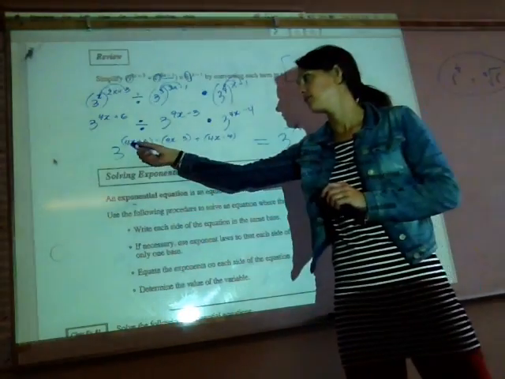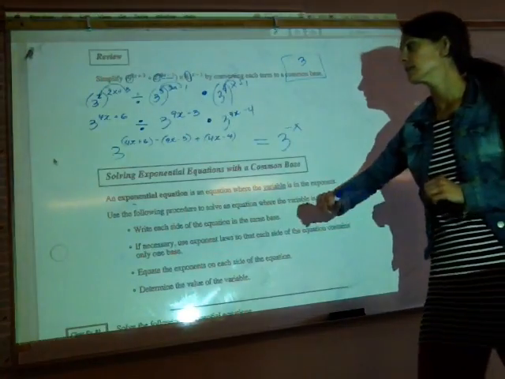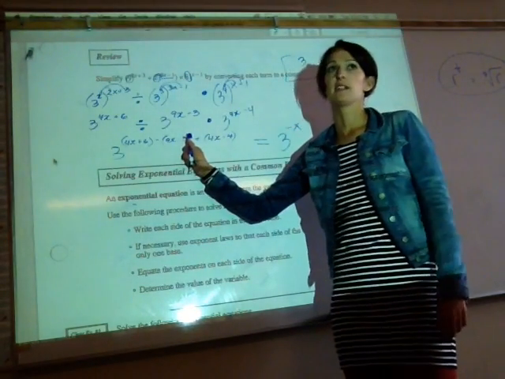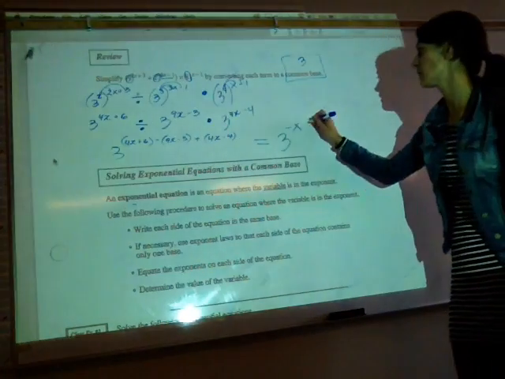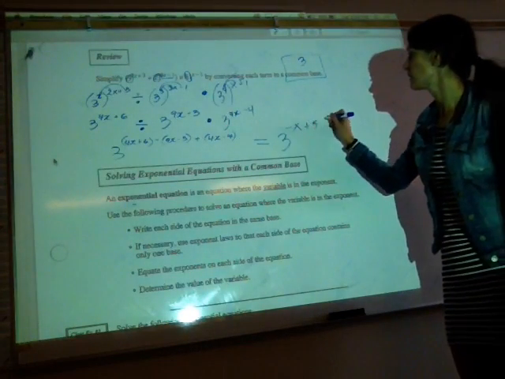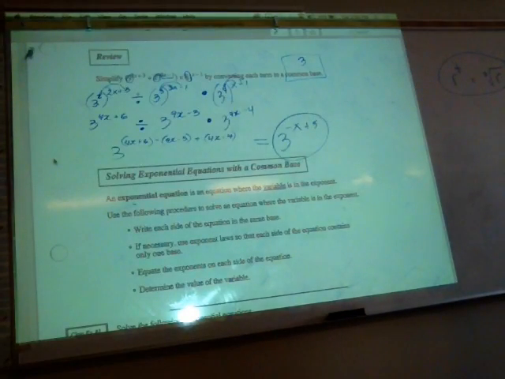Okay, so starting again, 4x minus 9x plus 4x, that gives me negative 1x. 6 minus negative 3 is like 6 plus 3, so I have positive 9. 9 minus 4 is positive 5. So we have 3 to the power of negative x plus 5.